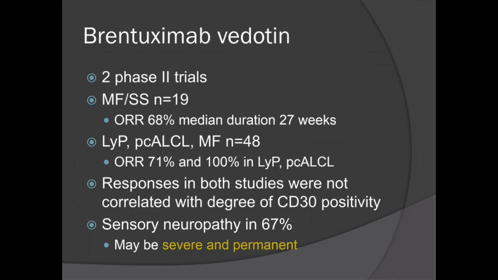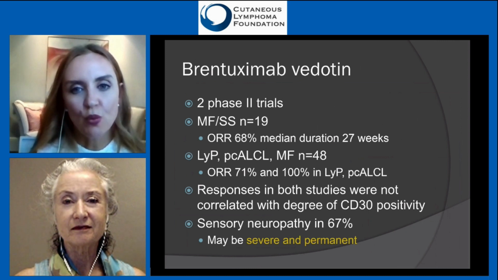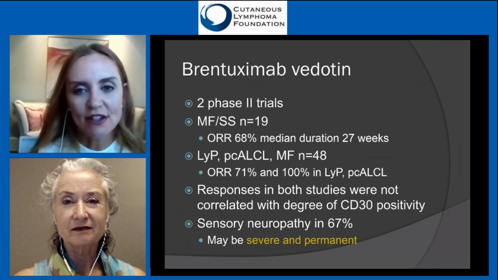Another study looked at both mycosis fungoides patients, primary cutaneous anaplastic large cell lymphoma patients, and LYP patients, and those overall response rates were pretty high as well, 71%. And then when you substratified for just LYP or anaplastic large cell lymphoma, it worked in 100% of those patients. So this is pretty exciting. It's interesting to note that the response rates did not seem to correlate with how much CD30 positivity any given disease had. And that's interesting. There have been a couple theories proposed to explain why that is, which I'm happy to talk about at the end if there's any interest.